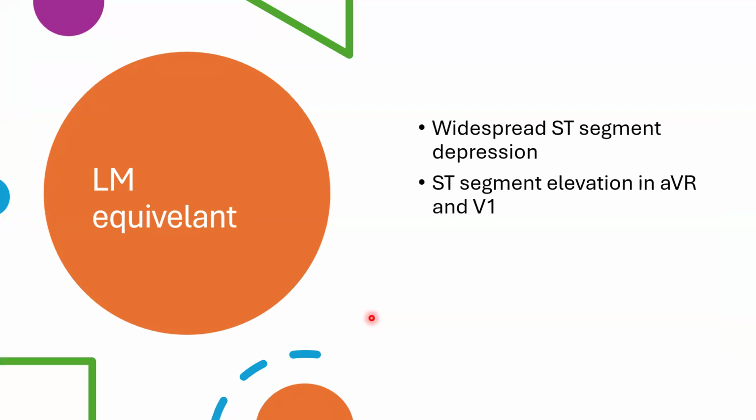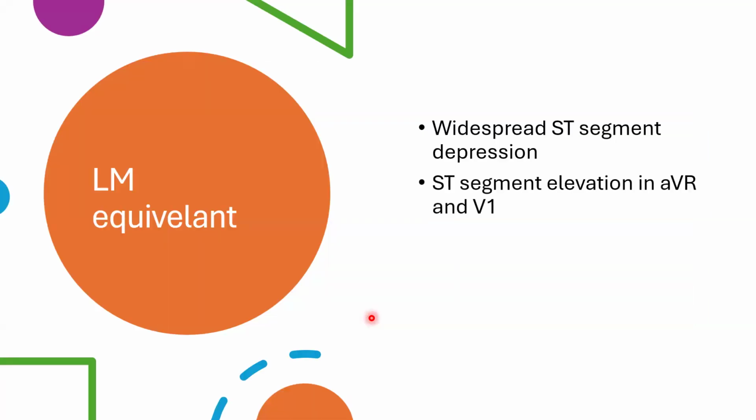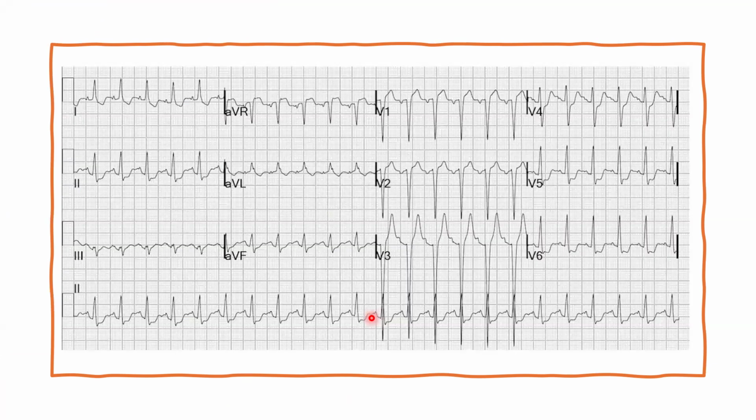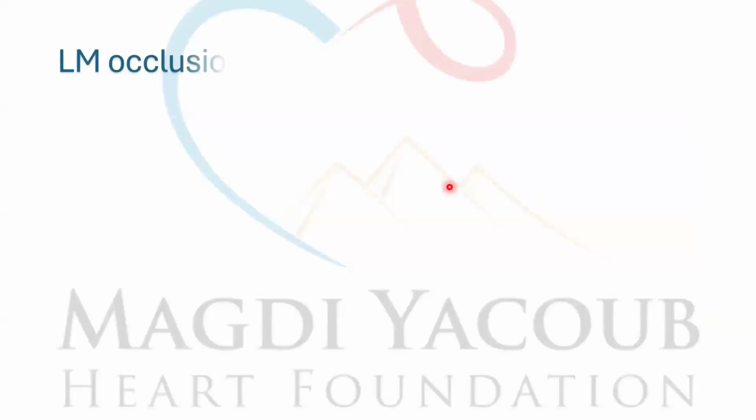So in the left main equivalent, we've given a hint on it when we were discussing the non-ST elevated acute coronary syndromes, and we said that if we can find widespread ST segment depression, we should look at AVR and V1. If we find an ST segment elevation in AVR and V1, then this is highly suggestive of occlusion of the left main coronary artery. Like in these EKGs, as we can see, there is diffuse ST segment depression all throughout the EKG, and we find ST elevation in AVR and V1. Here is another example. There's a diffuse ST depression as well, and we're looking at AVR and V1, and we can find an ST segment elevation.